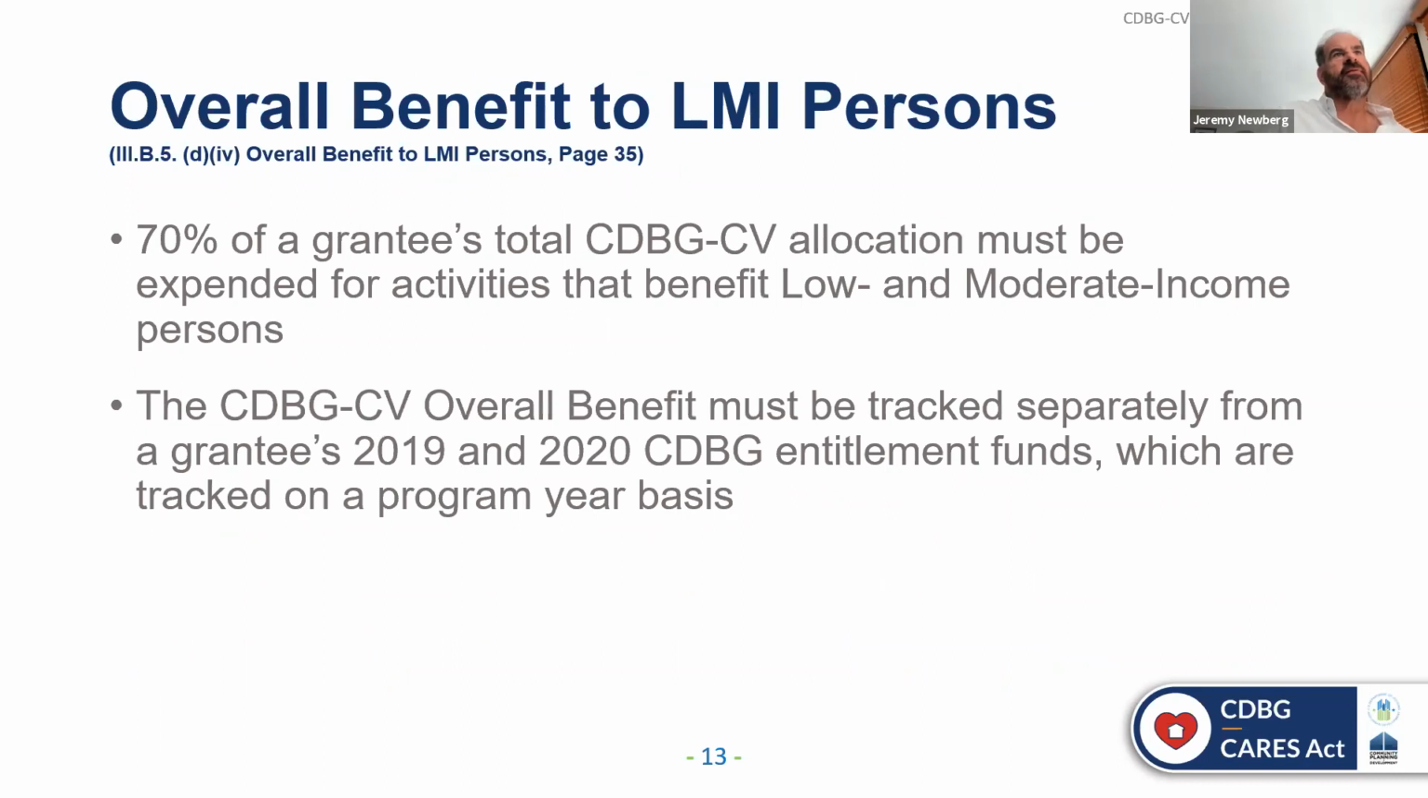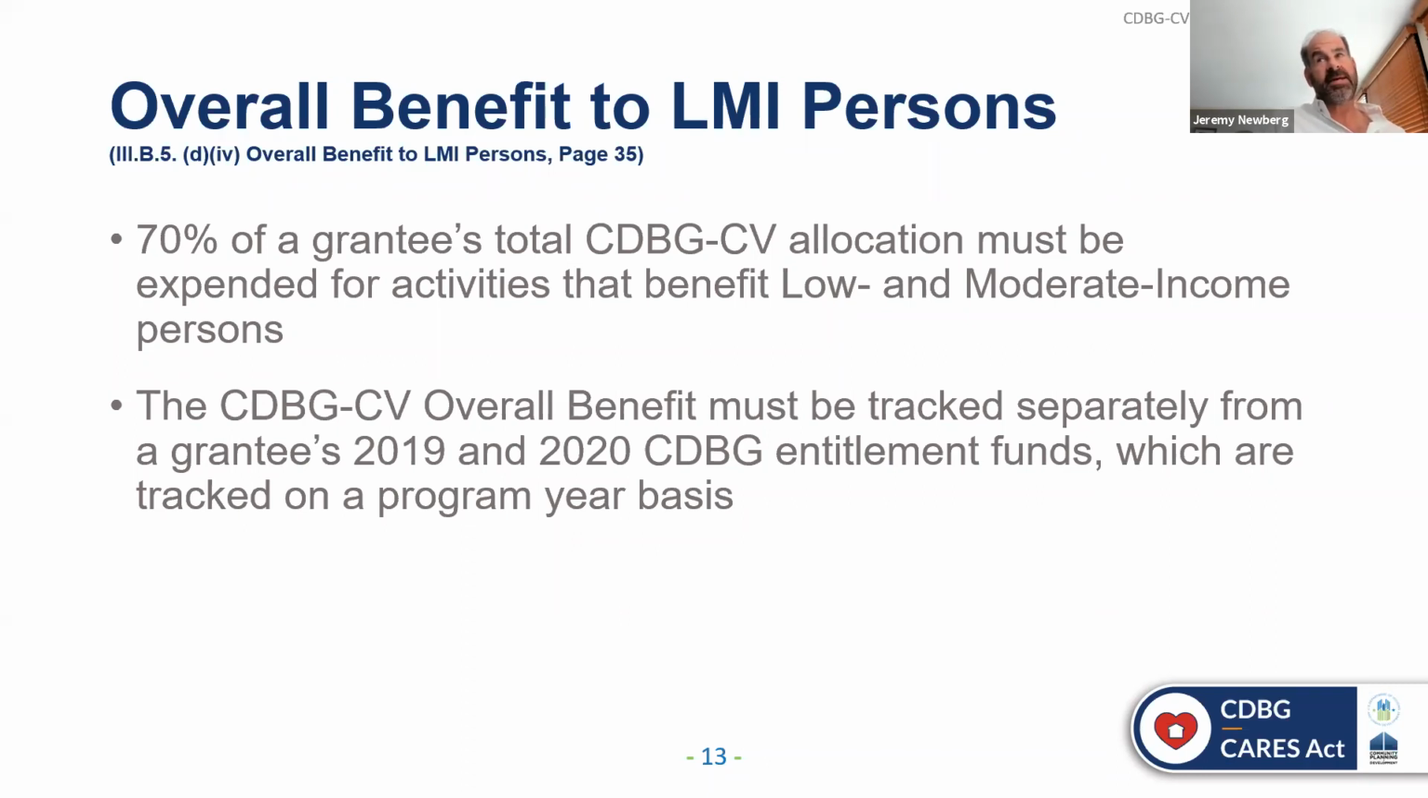Okay, so overall benefit to low, moderate income persons. And you see up top here, section 3B5. This is where it is in the federal notice. Get comfortable with the federal notice. It is 75 pages. If you need a shot of espresso, I understand, but there's good, dense information, and it reflects an effort that HUD made to make this a more flexible program.